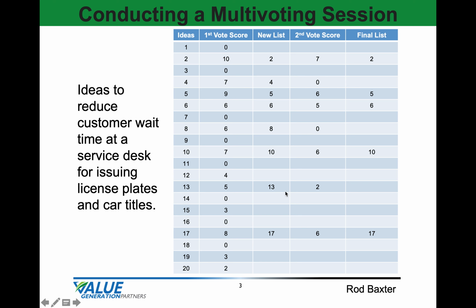But it's still too large. It's too much to try to develop an action plan for and try to implement with limited resources. So we did a second round of multi-voting. From there, we ended up with votes for each of these ideas. And we then reduced that list down to the critical few. The final list was idea number 2, number 5, number 6, idea number 10, and 17. We ended up with 5 ideas that we could then add action items to and implement with the resources available. So that's an example of multi-voting.